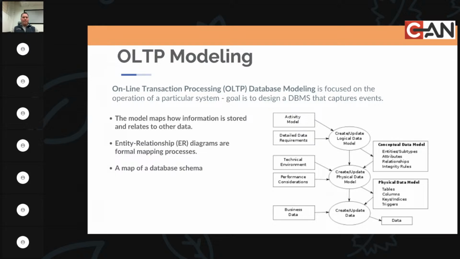So OLTP modeling, online transactional processing, you're really focused on capturing events in the business processes. So your map is going to show how the information stored relates to other data. Your ERDs are more of a formal mapping process where you're going to have an entity and attributes of an actual table throughout steps in those processes. And then you can have a map of a database schema.